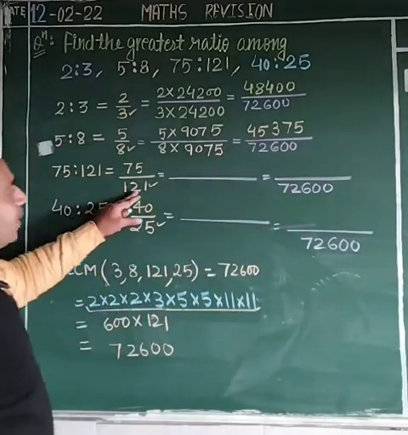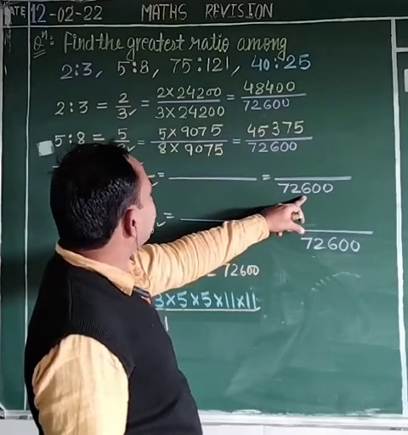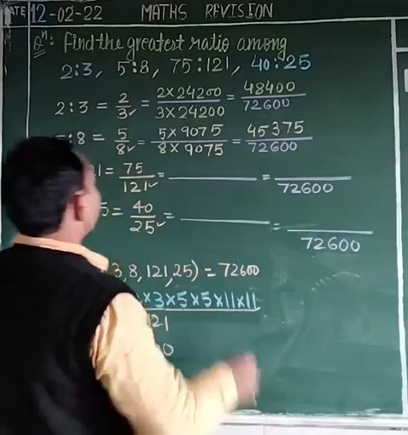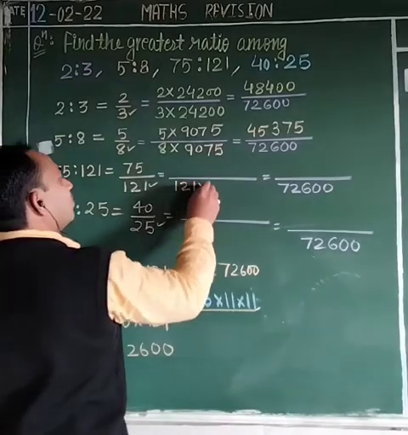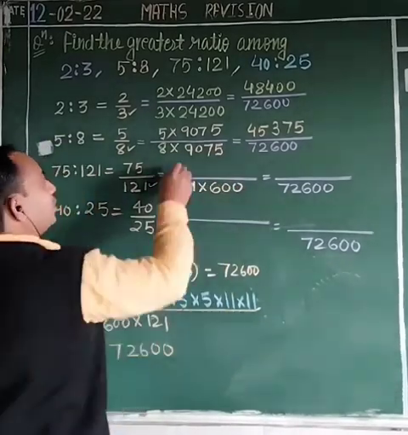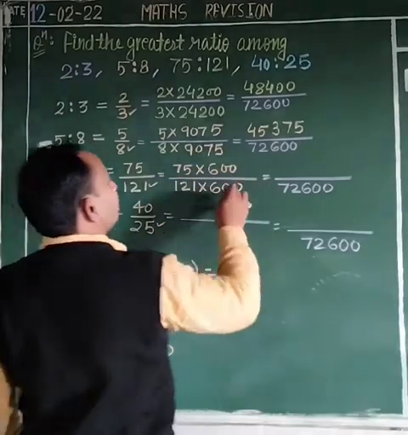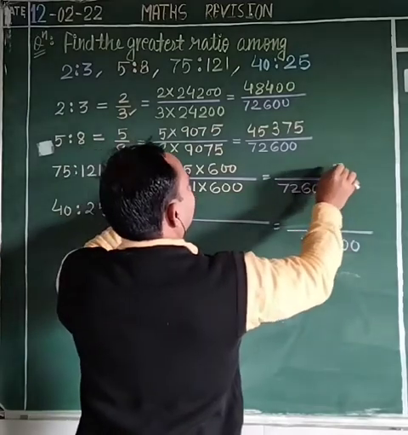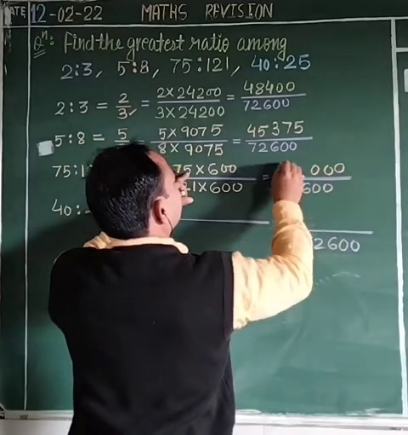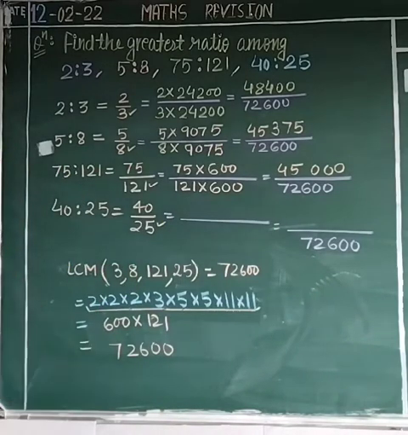In the table of 121, how many times will this number come? So I think 6 times. Yes, 600 times. 121 multiplied by 600, yes, will come to this number. So 75 is also multiplied by 600. And what will come? 0 0. Check the calculation. Calculate everything yourself. This is totally based on calculation.